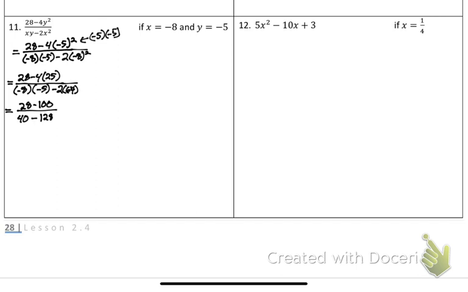So on top, I have 28 minus 100, which we should have got a negative 72. All over 40 minus 124, is that a negative 88?